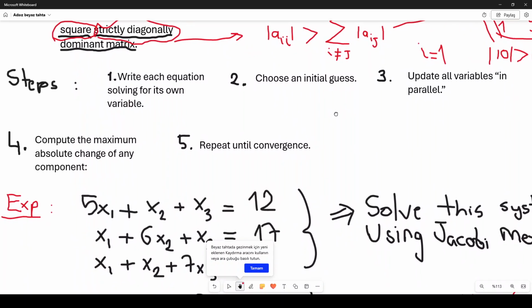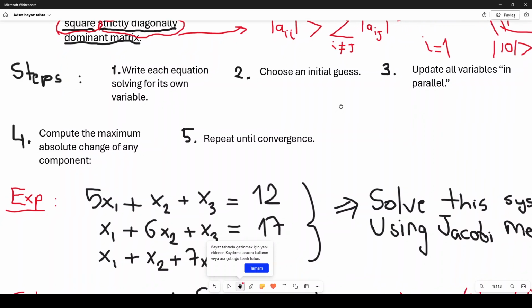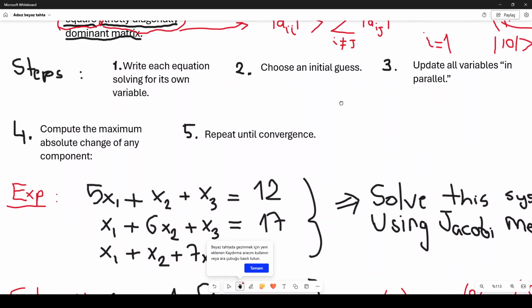How about this algorithm? So how does this Jacobi method work? Now let's dive into that. Here are the basic steps that we should follow to apply the Jacobi method in order to find the solution to our system.